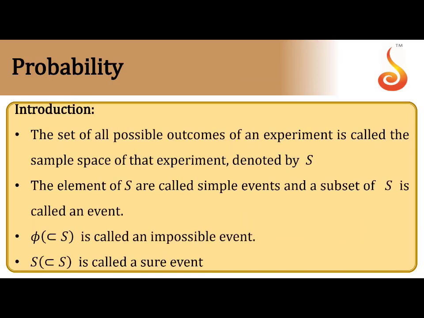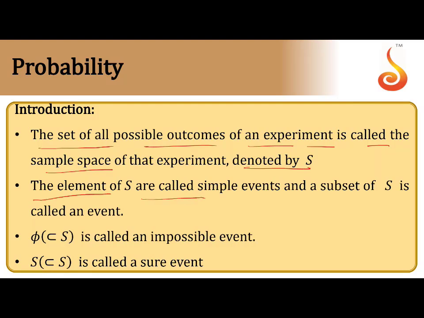Next comes probability. So, introduction to probability. Probability everyone learned in the second year, so I can go directly. The set of all possible outcomes of an experiment is called a sample space. You know sample space. What is called a sample space? The set of all possible outcomes of a random experiment is called a sample space and is denoted by S. You know, everyone.